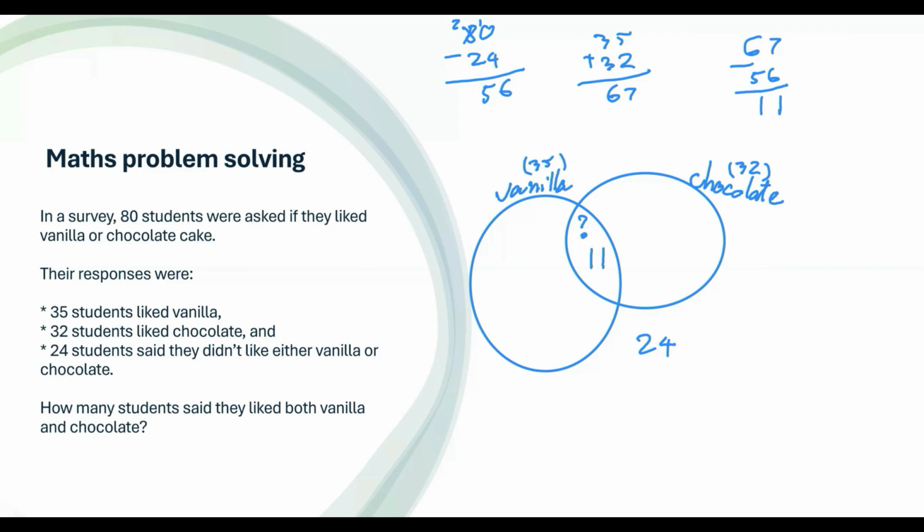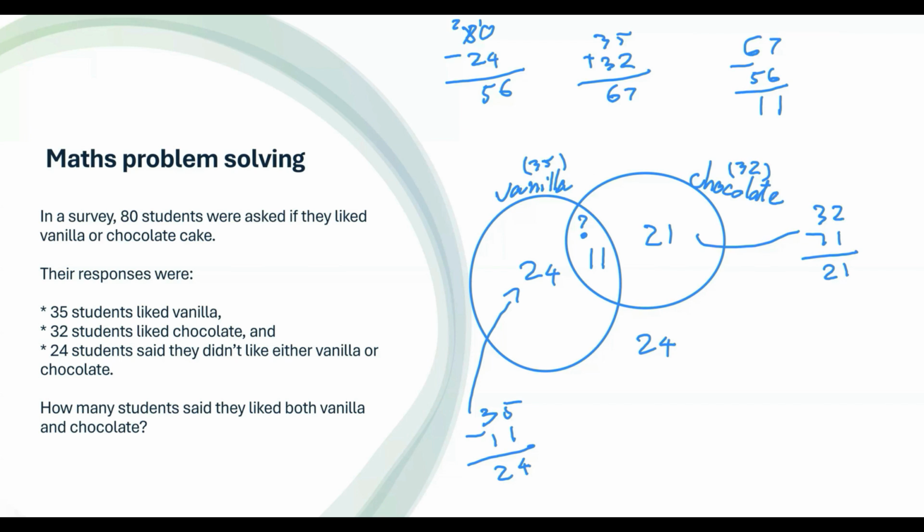So how many will go to only vanilla? To do that, you take 35 for vanilla, you take away the middle, 11, and then you get 24. So 24 only like vanilla. Similarly, you do that for chocolate. So you take 32, take away 11, and you get 21. So 21 go to chocolate only. So now you have successfully built the entire Venn diagram.